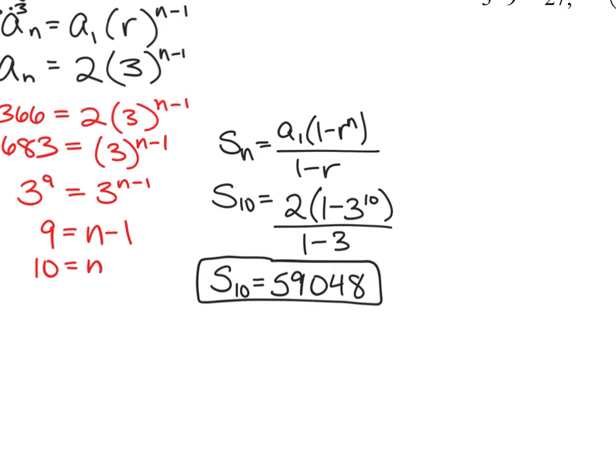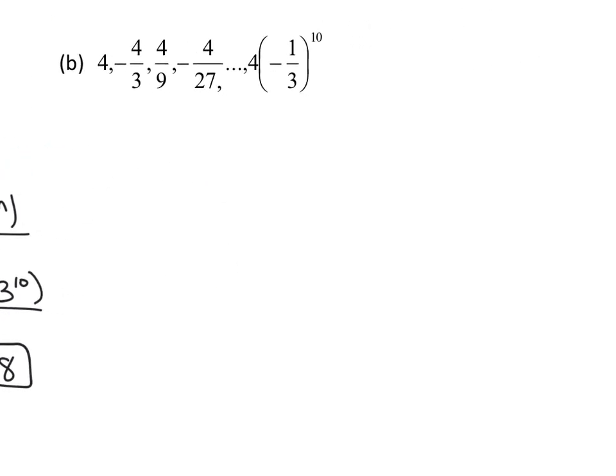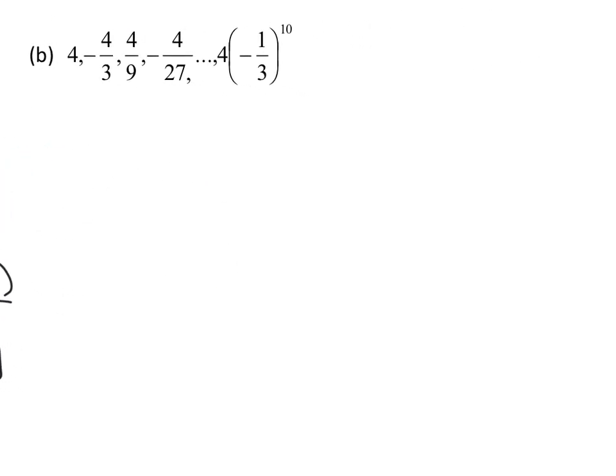Okay, we'll go to example B. We're going to do the same thing. We want to know the sum of this series, but we're not going to do it just by adding numbers over and over again. We're going to use the formula. To use the formula, I need to know the first term. Check, I know the first term. I need to know the common ratio.